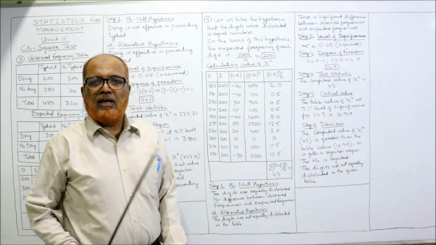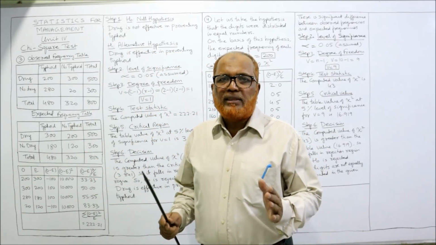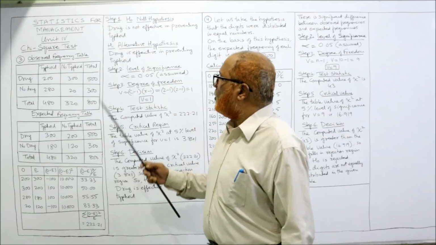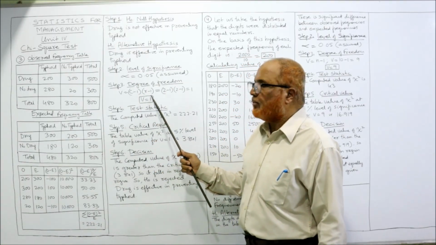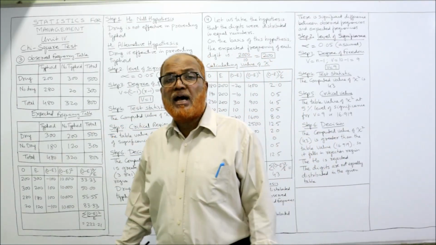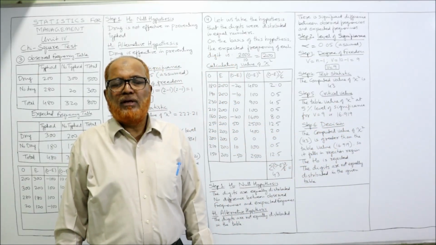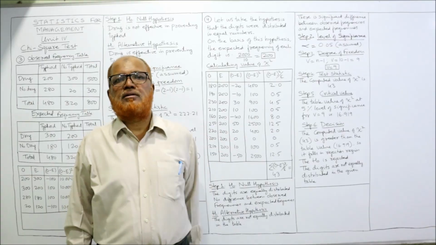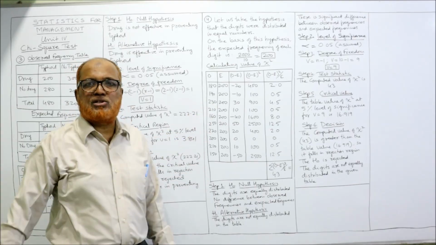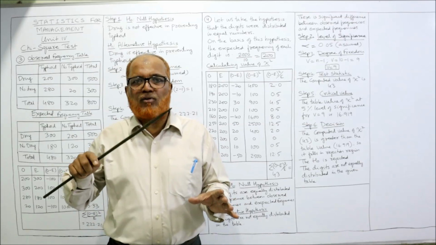Degree of freedom. When the problem is of association of attributes, the degree of freedom is C minus 1 into R minus 1. This formula applies when we have an association of attributes problem. But this is not an association of attributes problem. This is called a test of goodness of fit, where a set of observed frequencies and a set of expected frequencies are given. There is no contingency table. There is no table consisting of rows and columns.